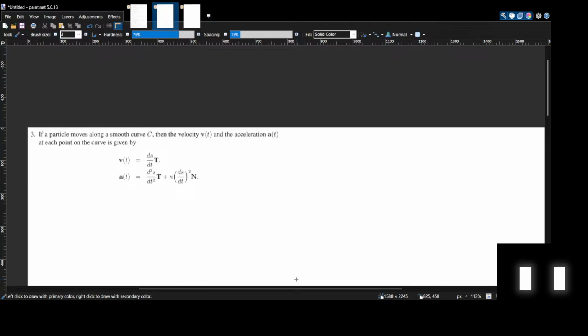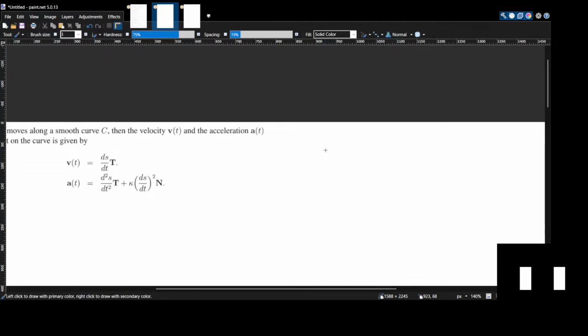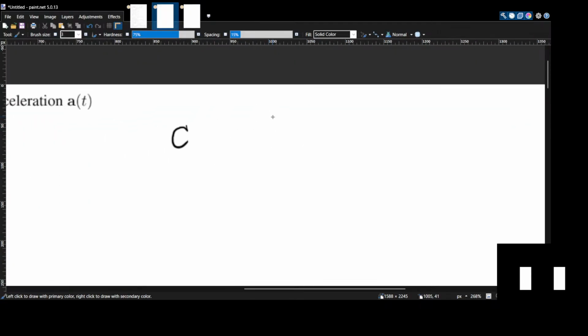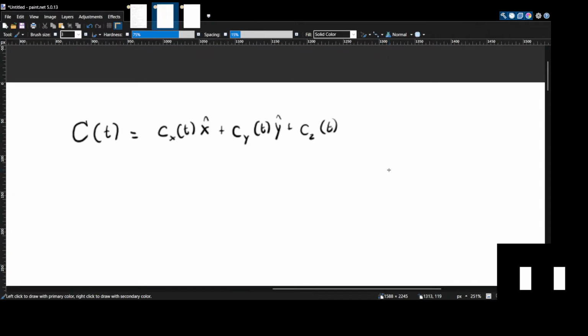All right. So what does this mean? It means that, as its name implies, a particle moves along a smooth parameterized curve, right? So what this means is we have a function. We have C here, a function of something, maybe we can call it time, parameter time. This means that it's going to be equal to Cx as a function of time along the x-axis, plus Cy as a function of time along the y-axis, plus Cz as a function of time along the z-axis.